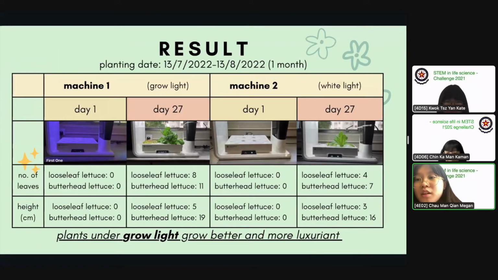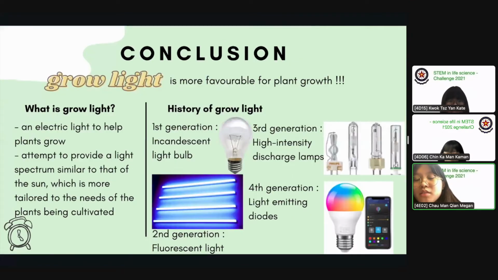On day 1, all the plants did not have any leaves and their heights are all 0. On the last day, there are more leaves in machine 1 in both types of plants. The heights of the plants in machine 1 are also higher than machine 2. Therefore, plants under grow lights grow better and more luxuriant. The conclusion is that grow light is more favorable for plant growth.